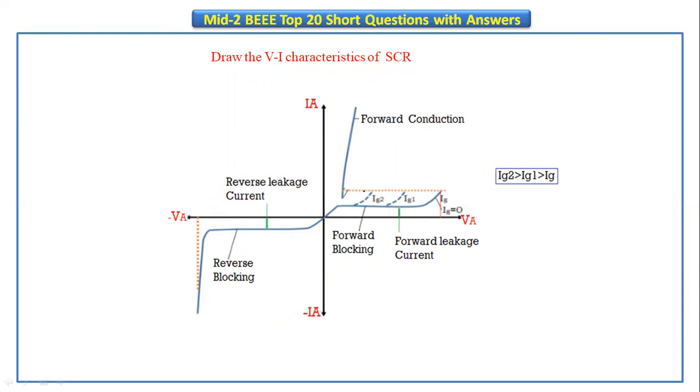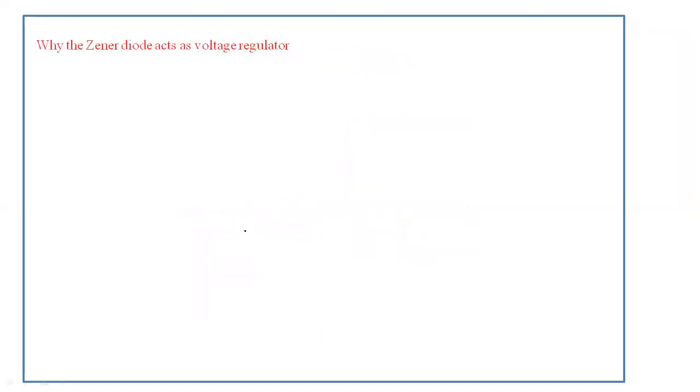And when we give the gate signal, it will go to the forward conduction mode. Next, in the reverse bias, up to here, a small leakage current flows. After this, if you increase the voltage beyond the breakdown voltage, the reverse current increases rapidly. This region is called as a reverse blocking mode, and it is a reverse leakage current. This is the VA characteristics of SCR.